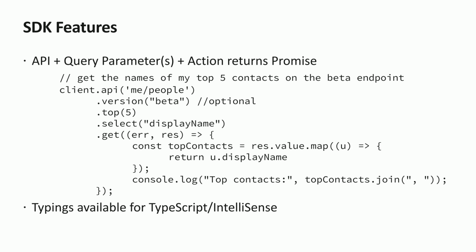You use the SDK by specifying an API endpoint in the graph, adding any optional query parameters such as paging, filtering, selects, and then performing an action. The action is going to correlate to familiar HTTP verbs such as get, post, put, delete, and more.